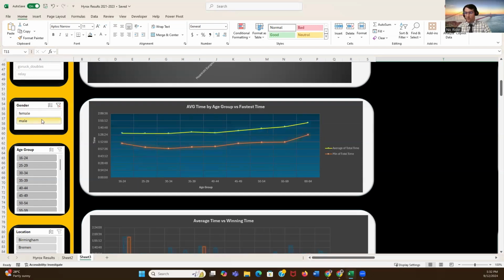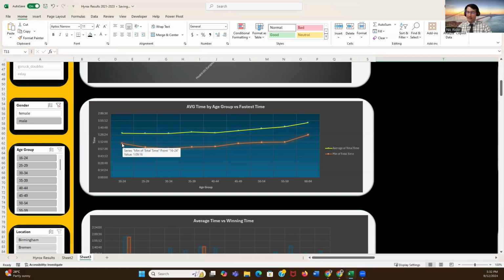Next, we're going to go to male. So we're going to have a look at the male time by age group. So coming over here next, all right, this is open men's. So if you're a 16 to 24-year-old male looking to compete in Hyrox, the winning time was an hour and 9:16.